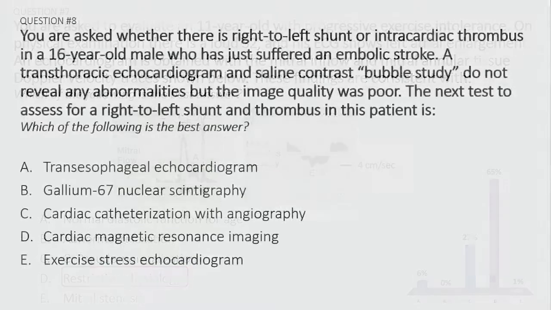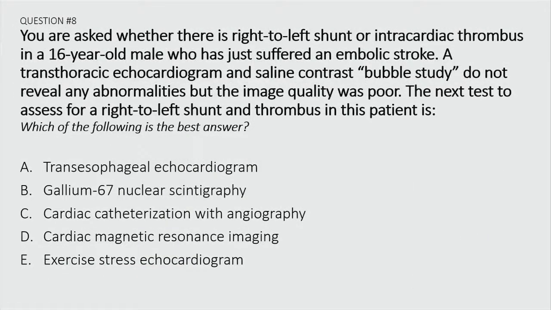So you were asked whether there is a right to left shunt or intracardiac thrombus in a 16-year-old male who has just suffered an embolic stroke. A transthoracic echocardiogram and saline contrast bubble study do not reveal any abnormalities, but the image quality was poor. The next test to assess for a right to left shunt and thrombus in this patient is A, transesophageal echocardiogram, B, gallium-67 nuclear scintigraphy, C, cardiac catheterization with angiography, D, cardiac magnetic resonance imaging, E, exercise stress echocardiogram.